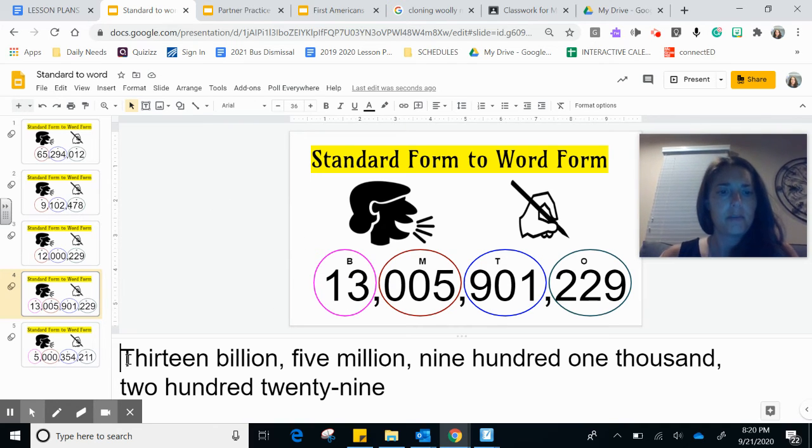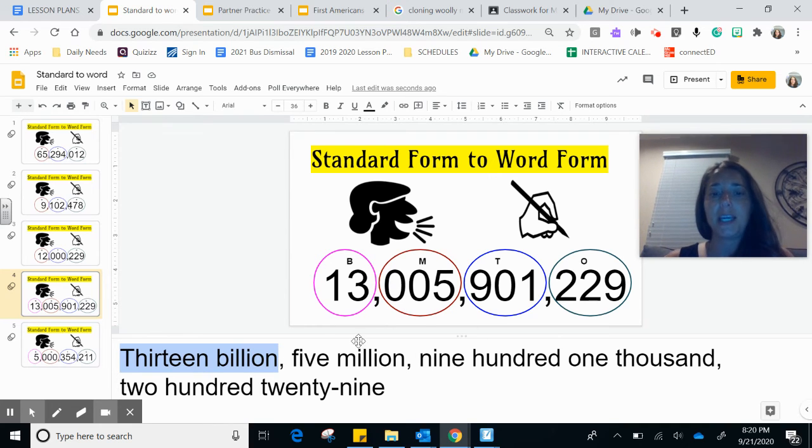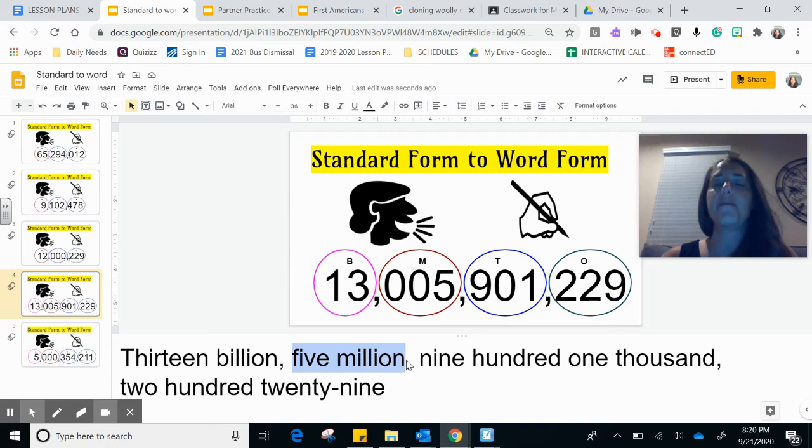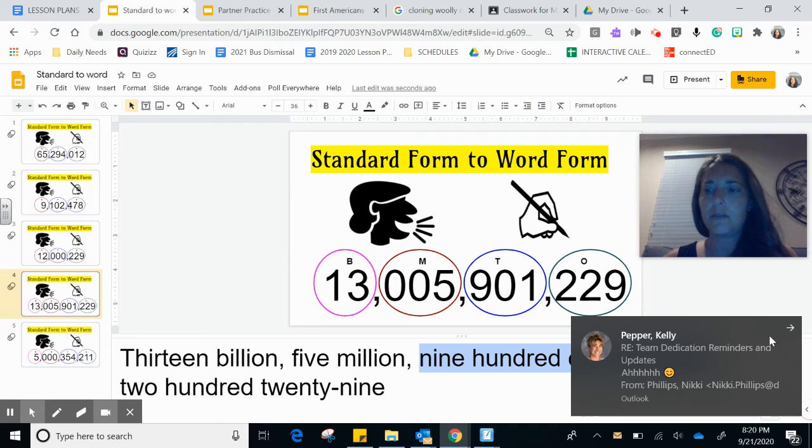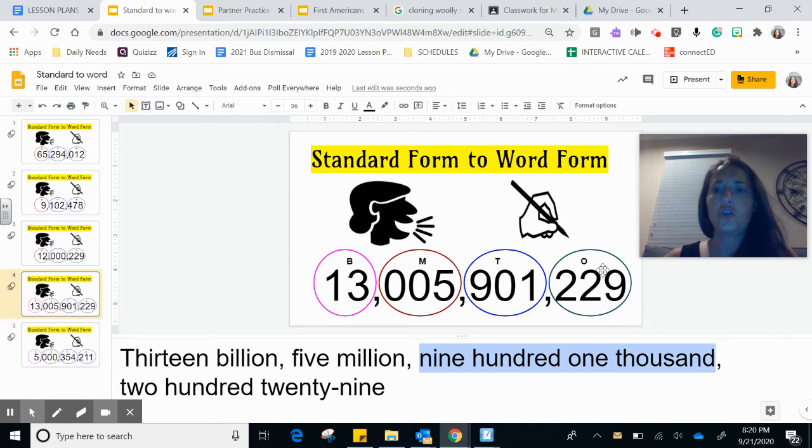13 billion. Perfect match. 5 million. There's the next period. 5 million. Awesome. 901,000. And so many kids forget the word thousand. Make sure you're naming that period. 901, and 229. Perfect match.